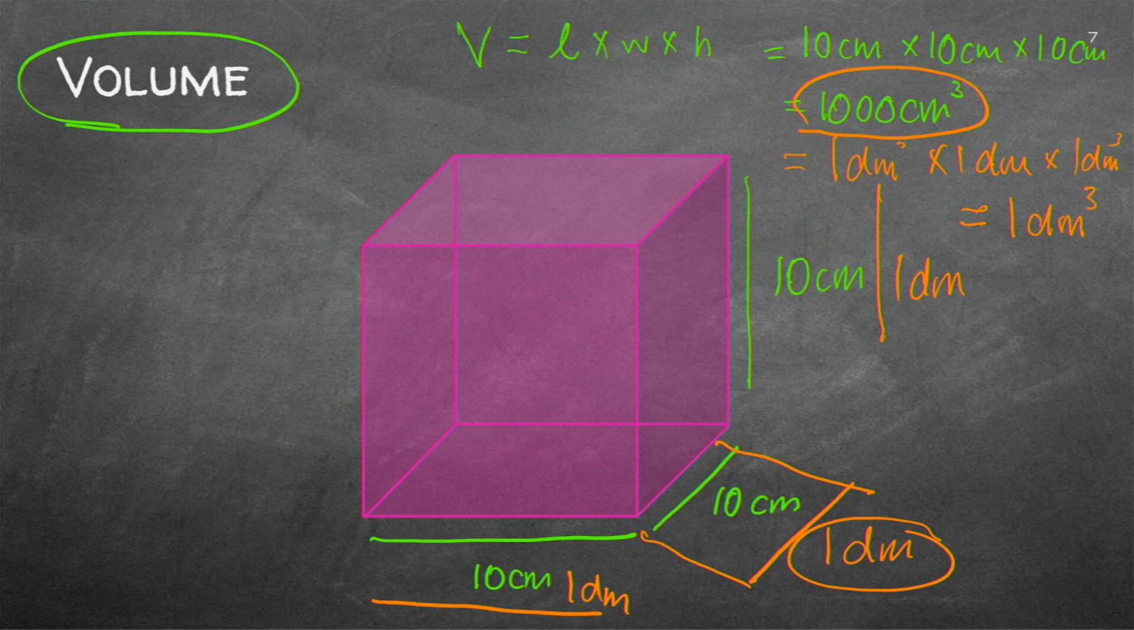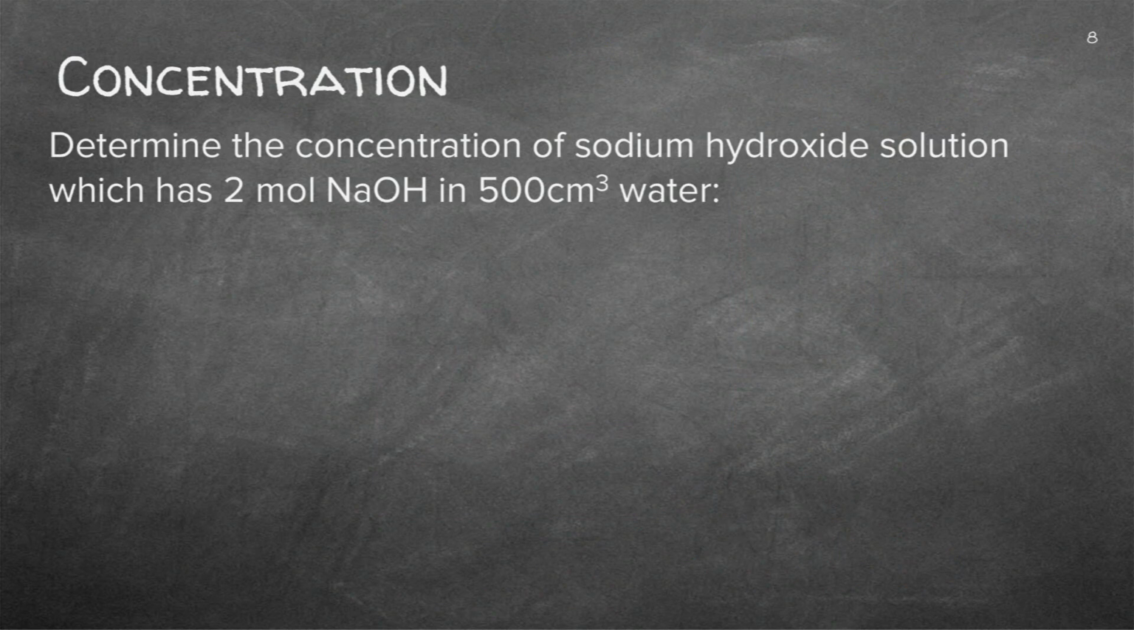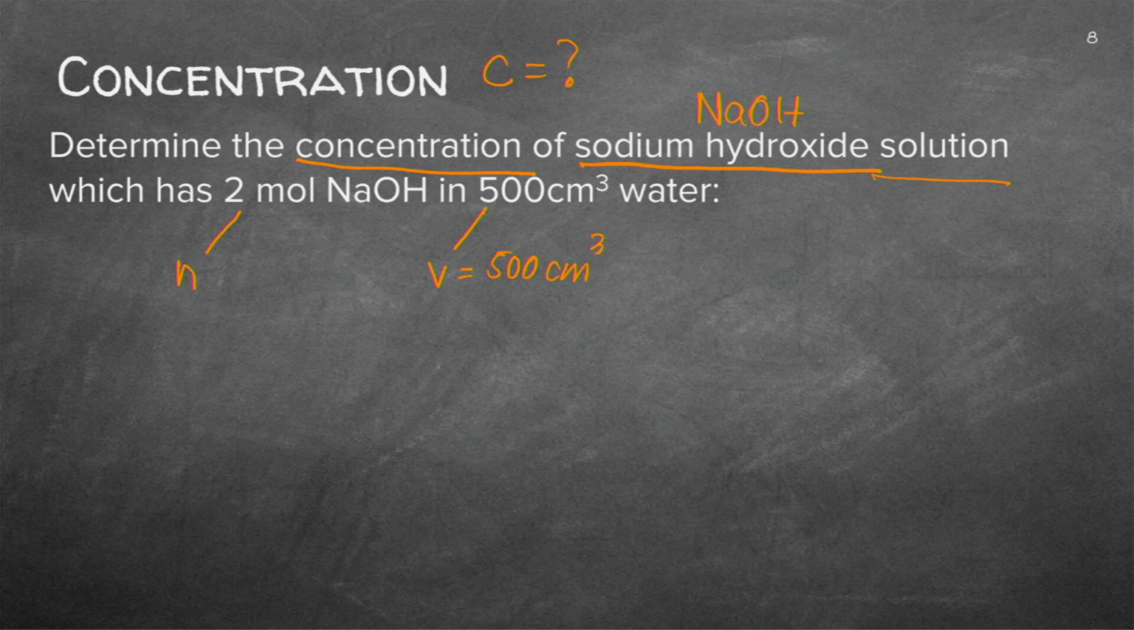Remember, you are going to use that transfer and transition from one unit to the other. Right, let's have a look at a question. Determine the concentration of sodium hydroxide. It's a solution. It has 2 mole of sodium hydroxide in a volume of 500 cubic centimeters. Immediately take your calculator and take that to cubic decimeters.